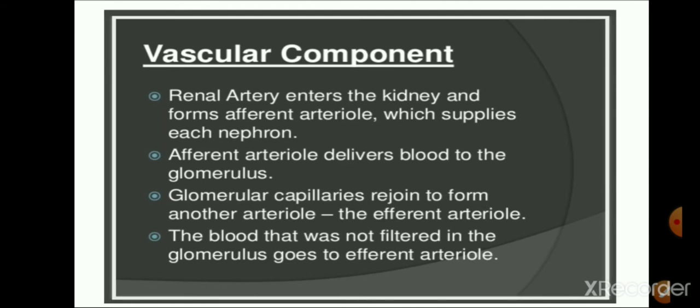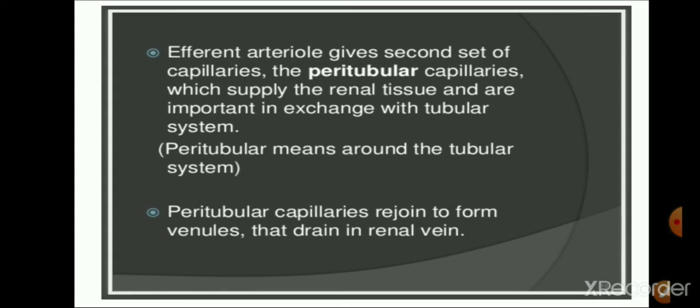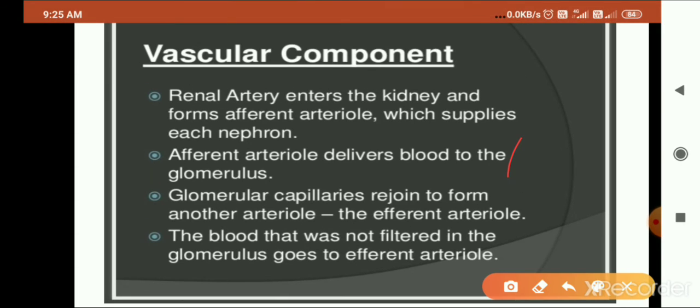What are the vascular components? The renal artery enters the kidney and forms the afferent arteriole. So here we have Bowman's capsule, and this is the renal afferent arteriole that forms a capillary network, and on the other hand we have the efferent arteriole.